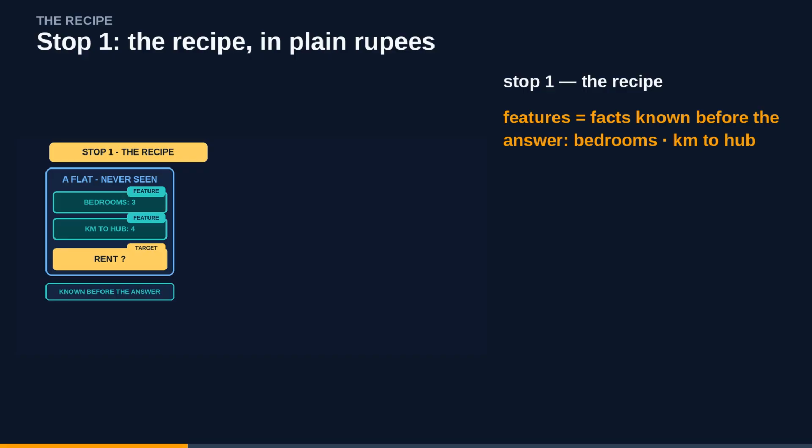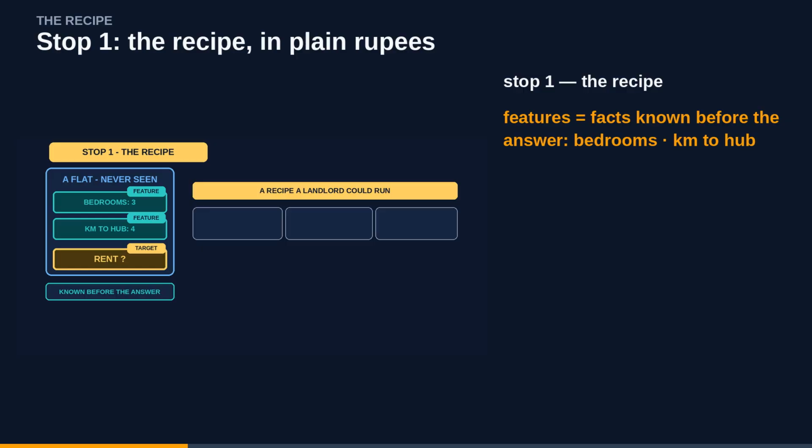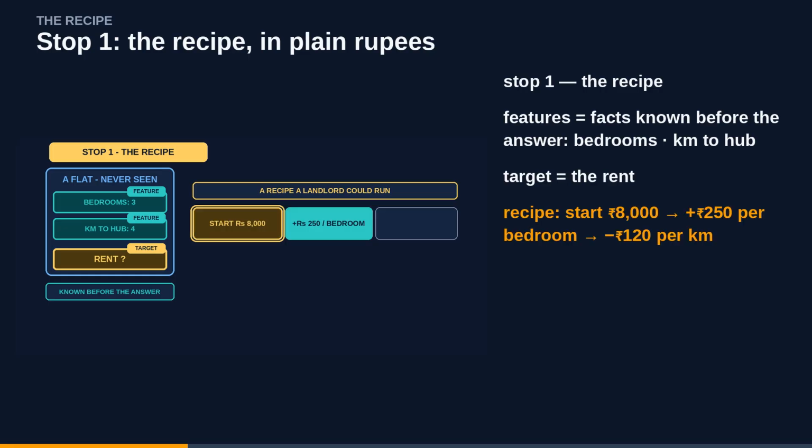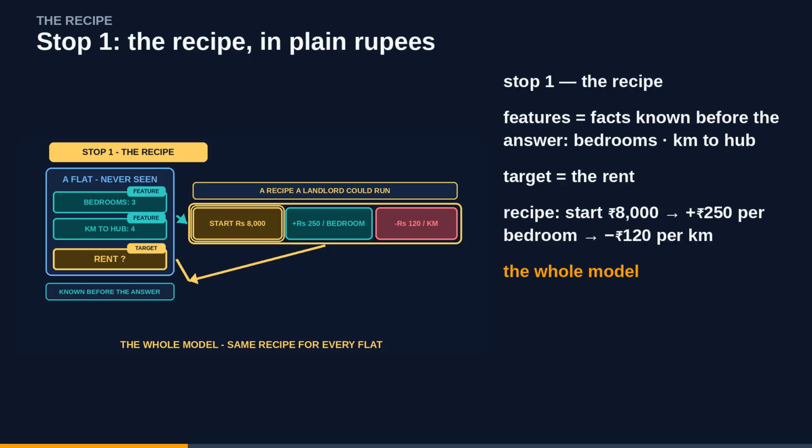Linear regression turns features into a guess with a recipe a landlord could run in their head. Start from a base amount, then add or subtract a fixed amount for each feature. For our flats, start at 8,000 rupees, add 250 rupees for every bedroom, subtract 120 rupees for every kilometre from the hub. That is the whole model. Every flat gets the same 3 moves, only the flat's own numbers change.